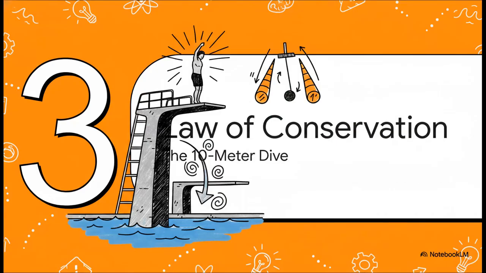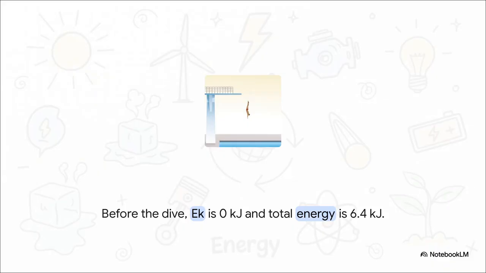Section 3. The law of conservation. Let's look at the 10-meter dive. Okay, picture this scenario. We've got a 65-kilogram diver doing a handstand exactly 10 meters above the water. Right now, he is perfectly, flawlessly still. Because he has zero speed, his kinetic energy is completely zero. However, thanks to gravity and his height, he has what we call gravitational potential energy. If we do the math, he currently holds 6.4 kilojoules of potential energy.